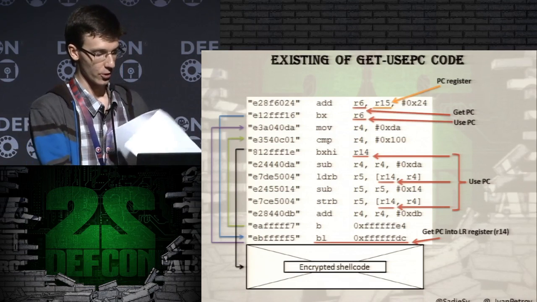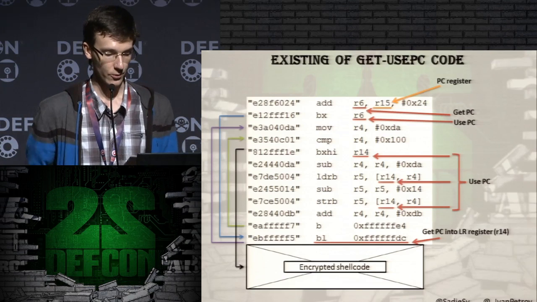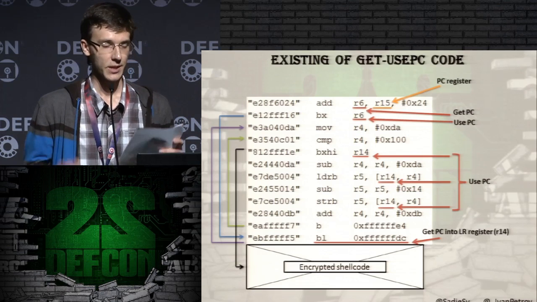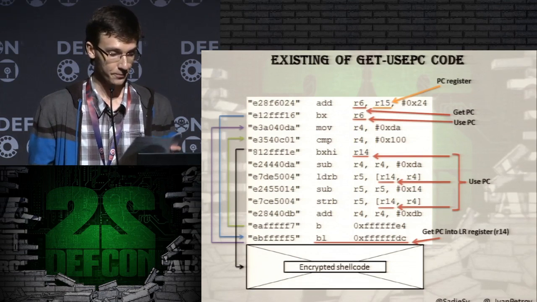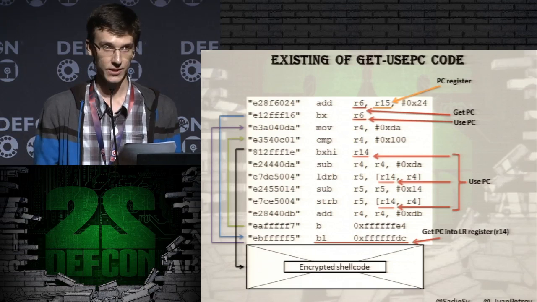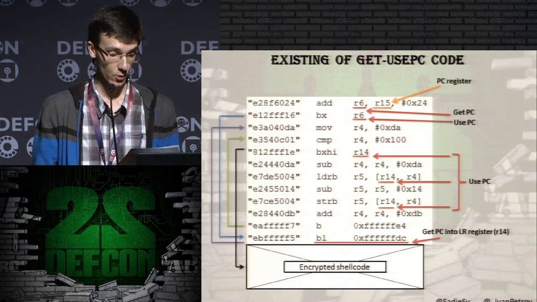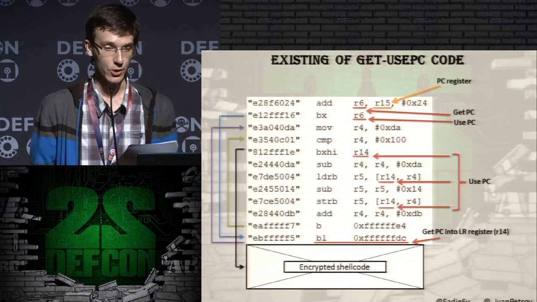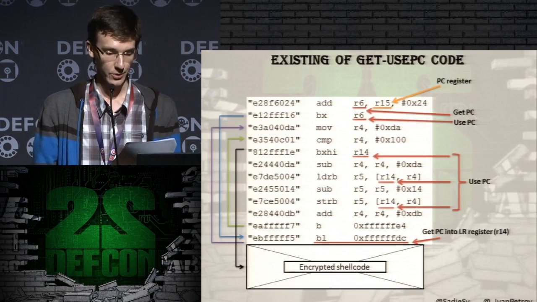Then, the value of the program counter is written to the link register with the use of the BL instruction, because BL is a function call, and the return address is put in the LR register. So, LR points to the encrypted shellcode. This value is used 3 times: to get another encrypted word, to put the decrypted word back, and to jump to the start of the decrypted shellcode payload.